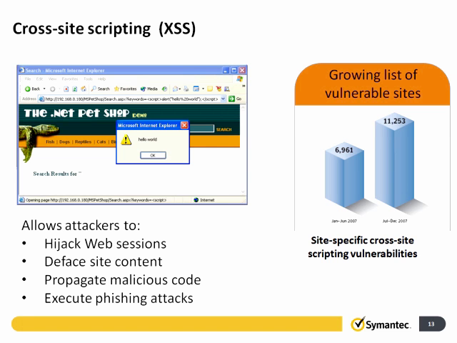According to Symantec Internet Security Threat Reports, there were 11,253 site-specific cross-site scripting vulnerabilities documented. At the time of the report publication a year later, only 473 of those vulnerabilities had been fixed by the maintainer of the affected website.